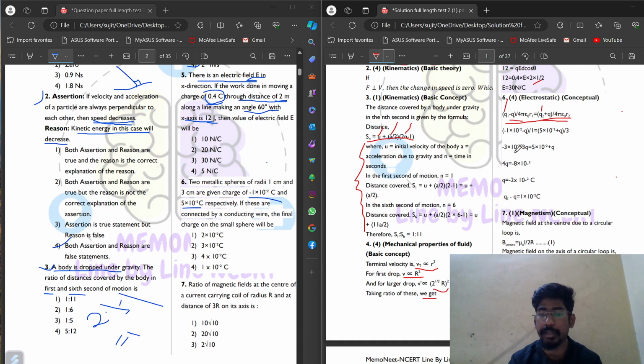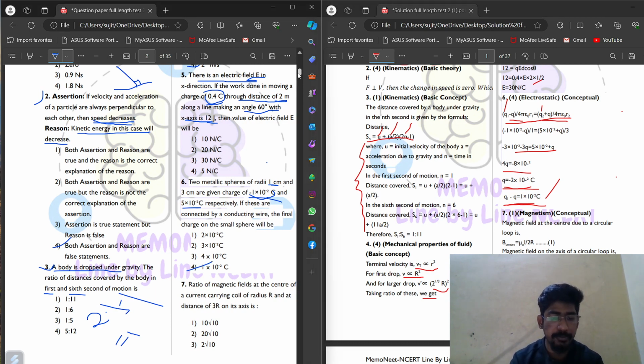Just put the value in the equation, you will get the value of Q1 minus Q, that is the charge. The Q is the charge that is dissipating or being eliminated from the sphere with more charge. So the change in charge: the small sphere, the amount of charge remaining in it will be the final. Initially the charge was this. Now finally Q1 minus Q, you will get 1 × 10 to the power minus 2 coulomb. That means option number 4 is correct.